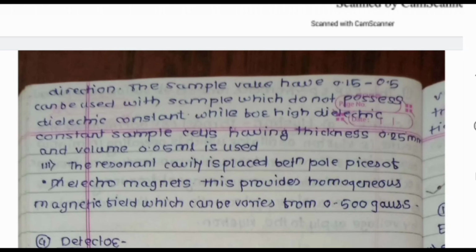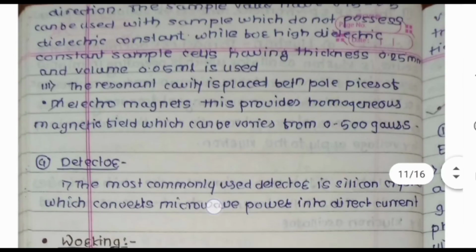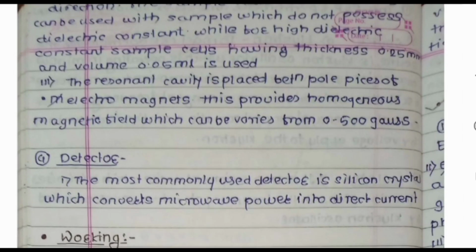the sample cavity or the sample cell changes its characteristic properties. The electromagnet provides a homogeneous magnetic field which can be varied from 0 to 500 gauss. Okay, so the magnetic field is varied from 0 to 500 gauss. Also, the sample cavities are either rectangular cavity or cylindrical cavity based upon our application.